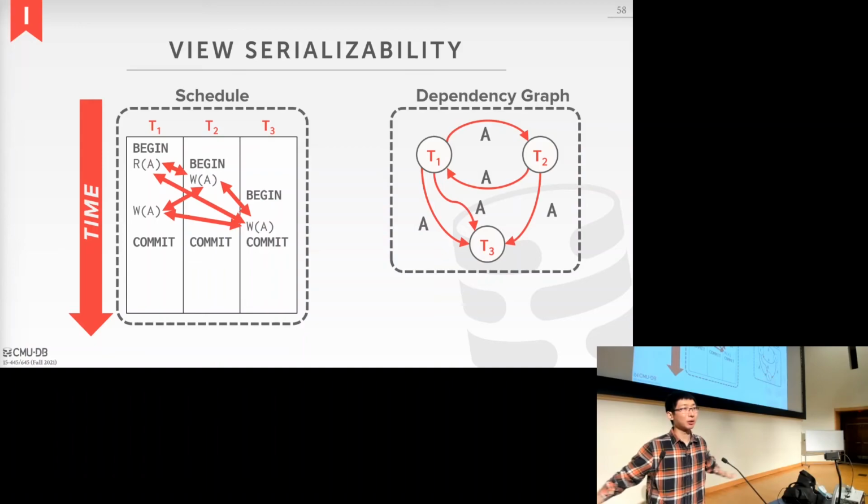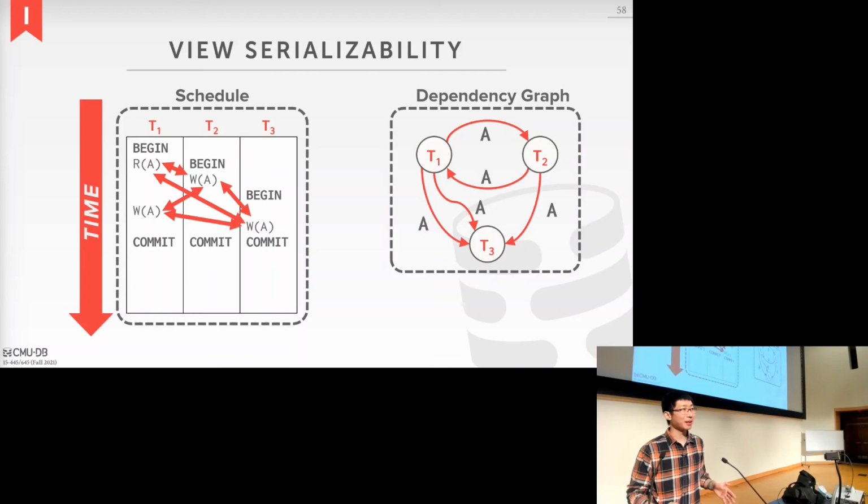But if you actually look at these transactions, they're just doing blind writes on A. The first transaction reads a value from A, but then it just writes the value back, and I never read it again. And transaction T3 is the last transaction to write a value, so it actually doesn't really matter what you do with T1 and T2. Because if you write the value in transaction T3 at the end, then at the end of the day, the database system just has that single record.